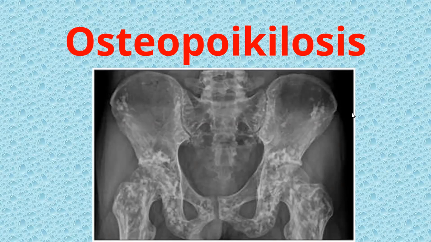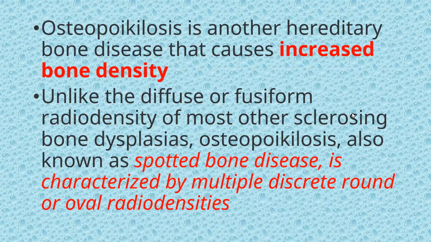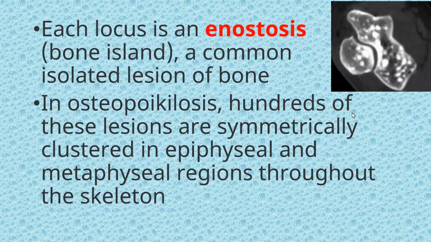Osteopoikilosis is another hereditary bone disease that causes increased bone density. Unlike the diffuse or fusiform radiodensity of most other sclerosing bone dysplasias, osteopoikilosis, also known as spotted bone disease, is characterized by multiple discrete round or oval radiodensities. Each locus is an enostosis, a bone island, a common isolated lesion of bone. It is very different from a synovial chondromatosis.